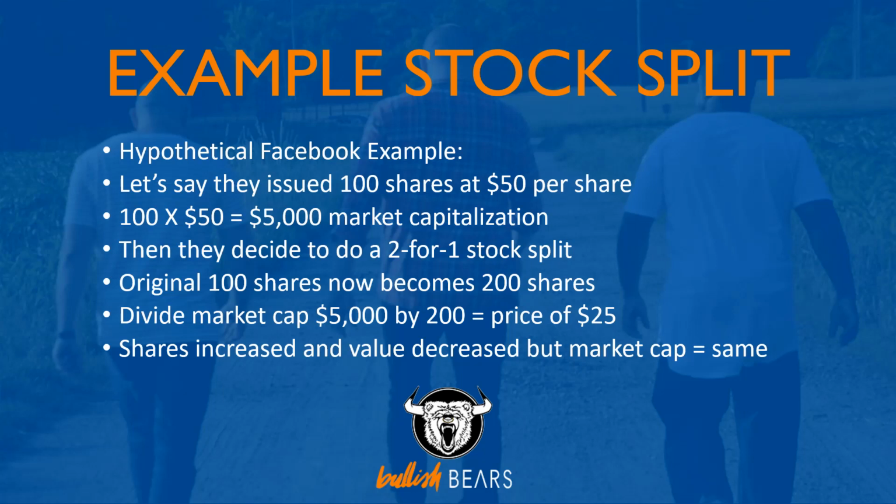So then let's say they decided to do a 2-for-1 stock split. What would happen in that case is your original 100 shares now would become 200 shares. So then you divide the market cap of $5,000 by 200 shares, and then the price of the stock would be $25. So the shares increased and the value decreased, but the market cap stayed the same.